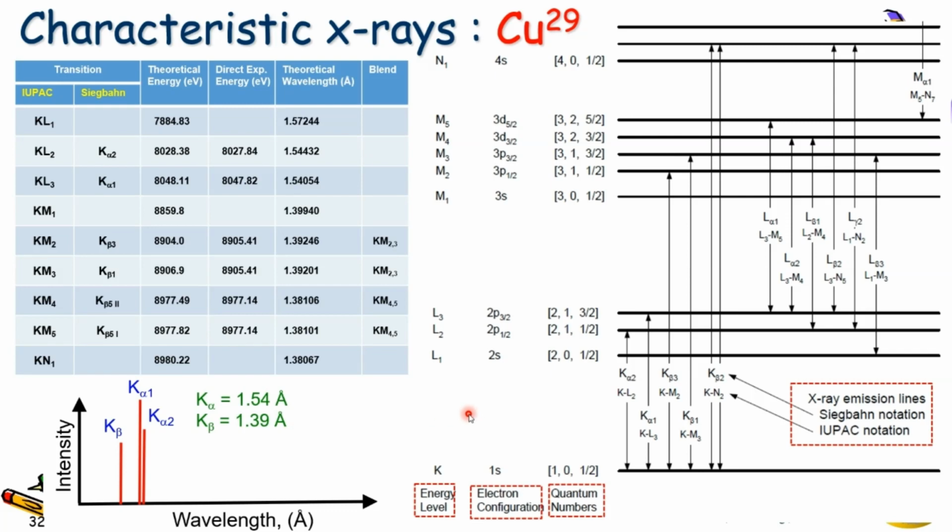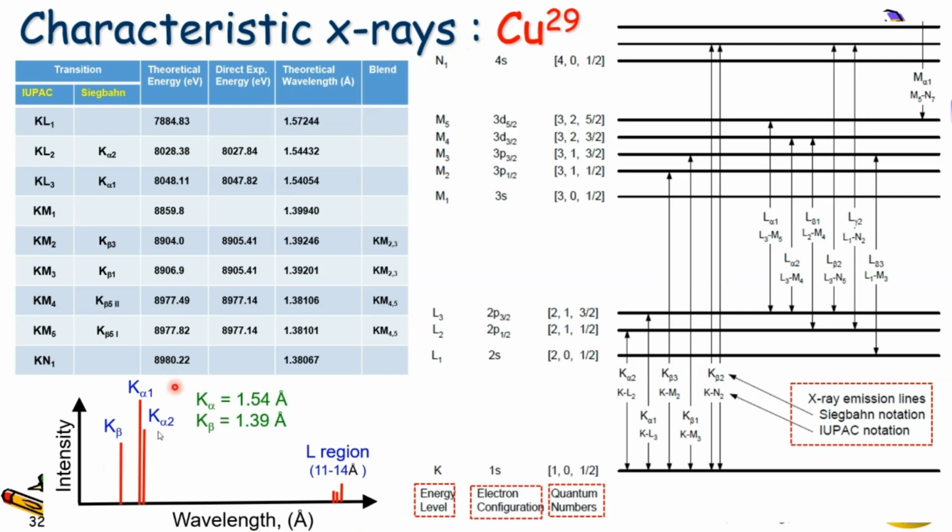How about L energy? L energy will be weaker, right? This is stronger, this is weaker, because K is here, L is here. So the weaker one, you get something like this. So this is the characteristic X-ray of copper.